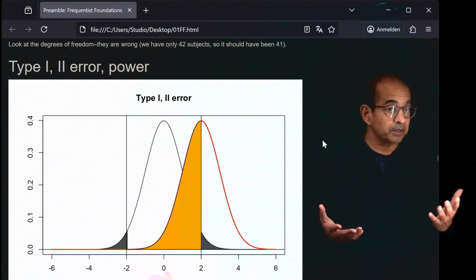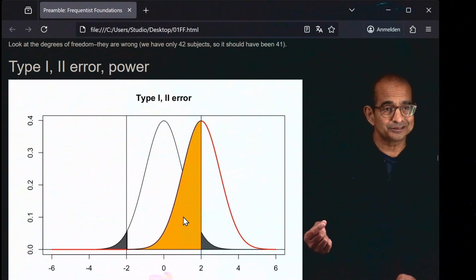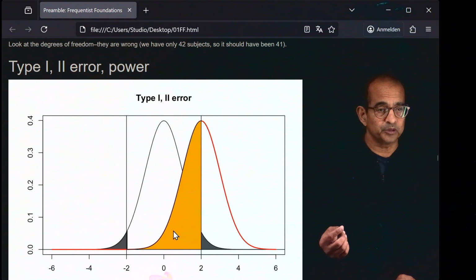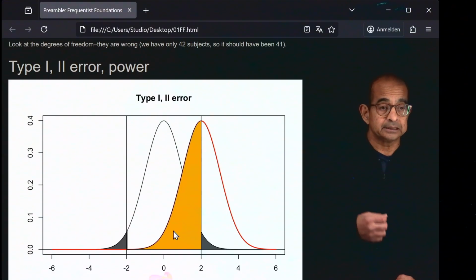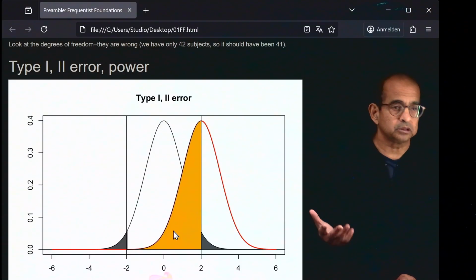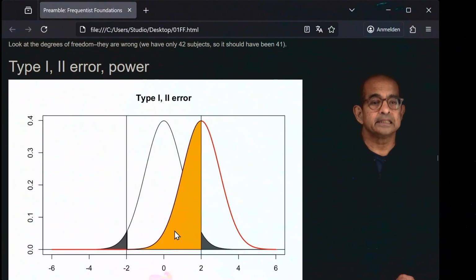If you have a high power setting, that means your type 2 error is very low, and you get a null result, that means your p-value is larger than 0.05, then you are in a good position to argue that you may have evidence for the null. Of course, we never know for sure, but you could be in a stronger position to argue for the null if you can establish in advance of running your study that your statistical power is high. Okay?